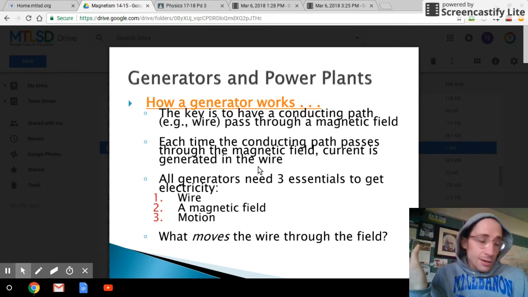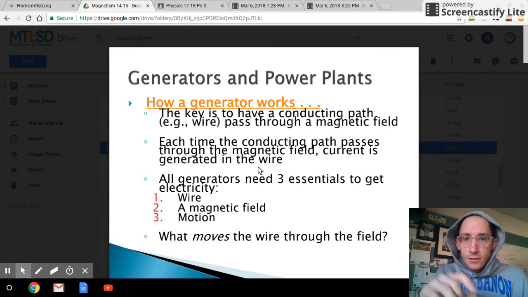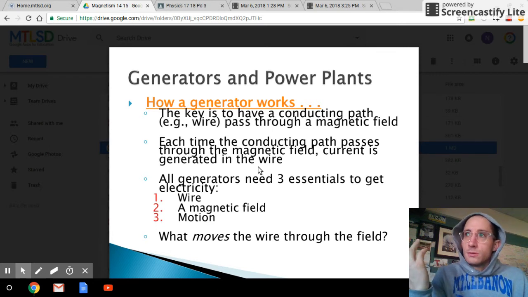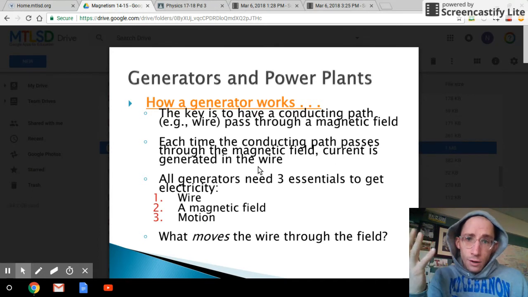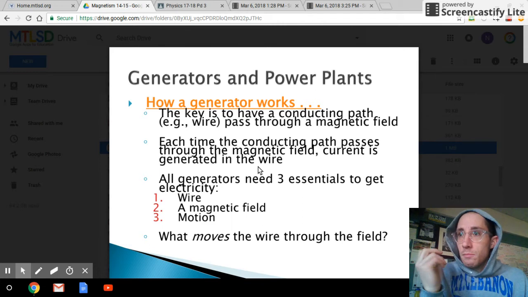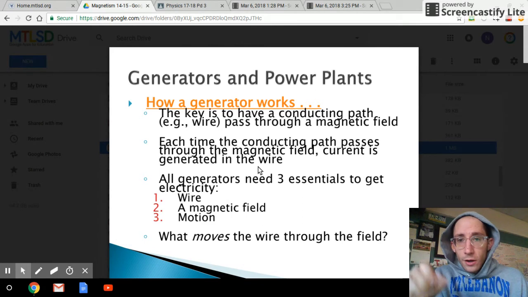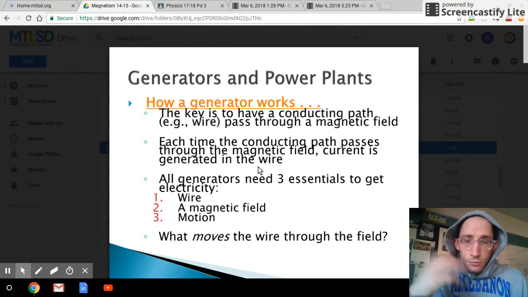That's as far as we've gotten. In our civilization, aside from photovoltaics or solar cells, it's just like, well, here's something else. We can make water move the wire through the field. We can make wind move the wire through the field. In most cases, we use steam, which is still water, to move the wire through the field.